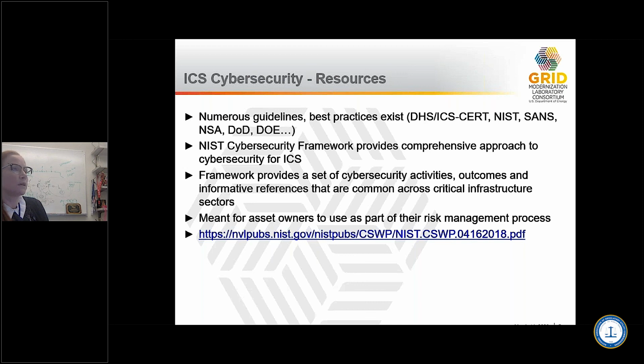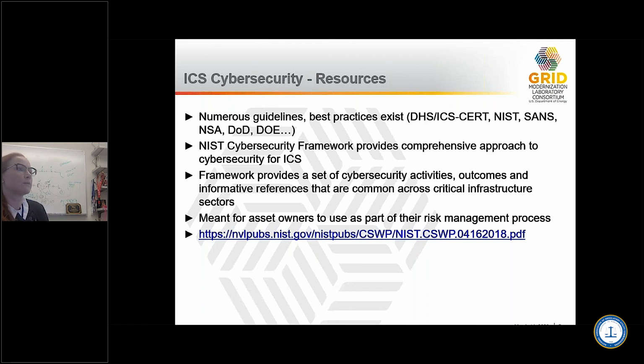So all of the work I'm referencing here comes from various guidelines and best practices. The one I'm going to talk through in most detail is the National Institute, what does NIST stand for again? Sorry, the NIST Cybersecurity Framework, which gives us the approach we take for most cybersecurity systems for ICS and how we actually talk about it in a way that makes sense to numerous different parties.